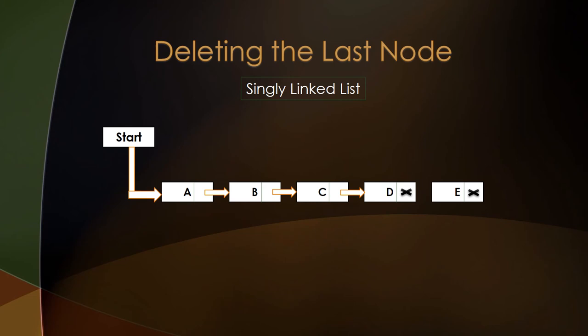After removing the node E, the linked list should look something like this. We have deleted the node E, and the node D is now the end of the linked list containing the null pointer.